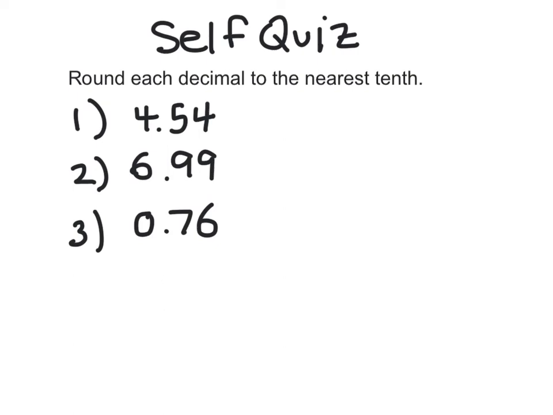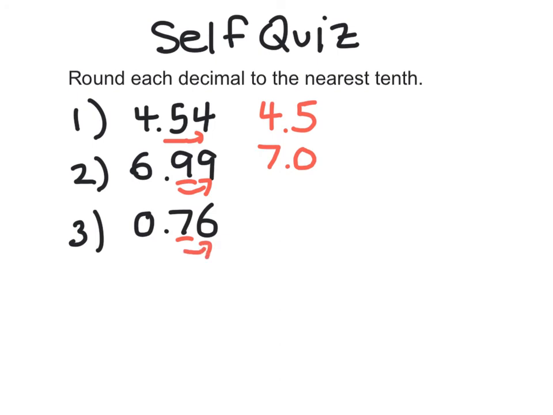Welcome back from pausing the video. So the tenths is this first decimal place to the right of the decimal point. For our first answer, the number to the right of the tenths column is not greater than 4, so we'll leave 5 the way it is and drop the 4. So the answer is 4 5/10. For the second problem, the number to the right of the tenths column is a 9, which is greater than 4. So we round 9 up to 10, which means we put a 0 in the tenths column and then add a 1 to the ones column. So this ends up rounding up to 7.0 or 7 0/10.